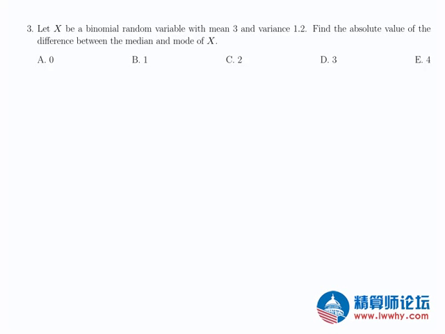X is a binomial random variable with mean 3. What is the mean of a binomial random variable? It's simply going to be equal to n times p. We're told that that is equal to 3.